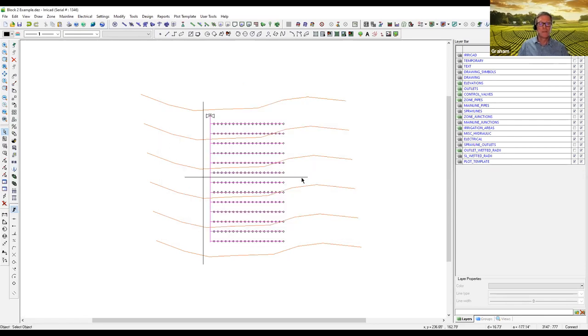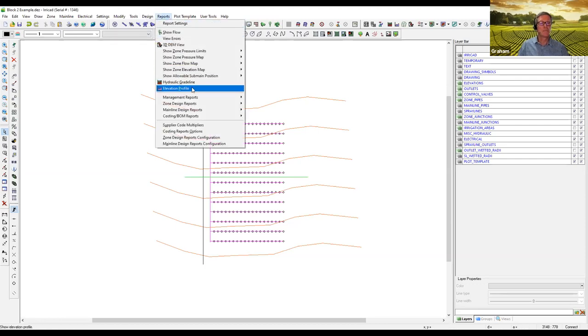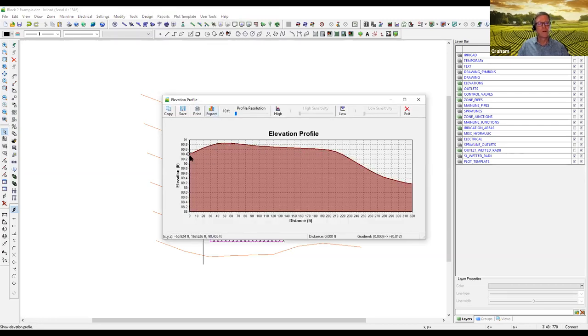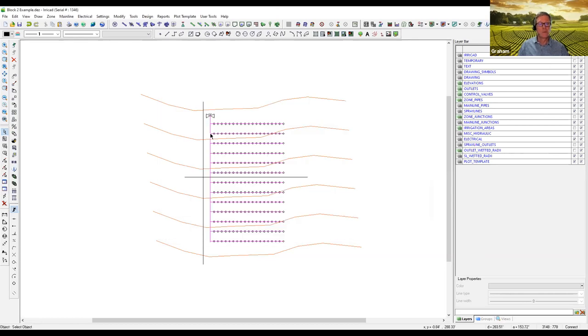And then if I select this line and look at the elevation profile again, we can see that we've got a little bit of a rise, then a gentle slope, and then down again. So the hydraulic solution for that's not going to be very difficult. But for coming down the slope in the submain, it may be difficult to do.